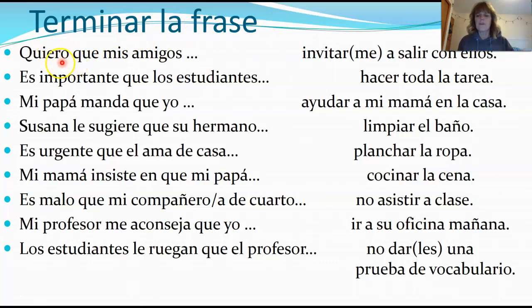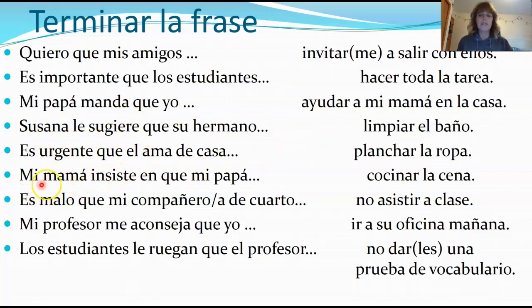Okay, notice what I have here. There's a lot of the K's, right? Quiero que, es importante que, mi papá manda que. We haven't used that one so much, but my dad, mandar is on there as commands, right? He orders me. Que yo, and then you're going to go straight across to finish these statements. All of these at the beginning are going to lead to a subjunctive in the second half of the sentence.